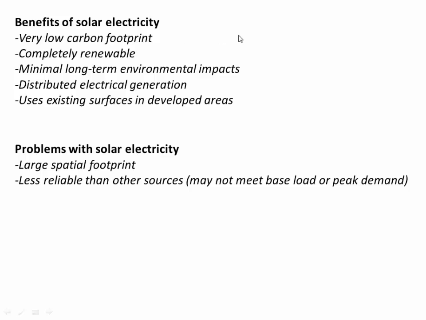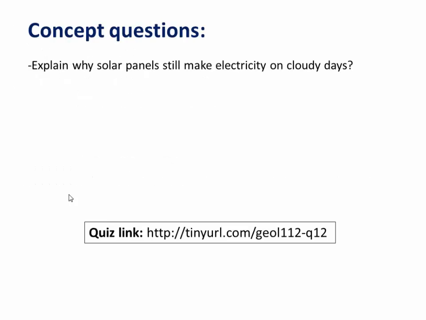So the benefits of solar electricity in general are very similar to wind. One major benefit over wind, in my view, is that solar can capitalize on existing surfaces in developed areas. So that includes rooftops, parking lots, whatever. You can put them on stuff that already exists. They don't necessarily need their own dedicated space. And in general, some drawbacks of solar, especially in Vermont, are that it has a big spatial footprint. So it takes a lot of space to get those panels out there. And again, it's not as reliable as most other centralized electrical generation. And we'll explore these trade-offs in lab this week.